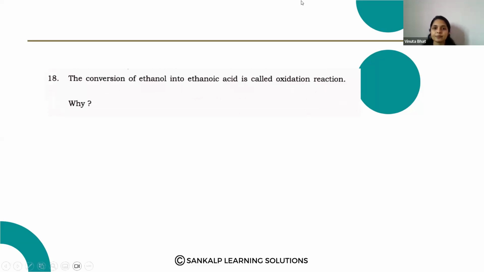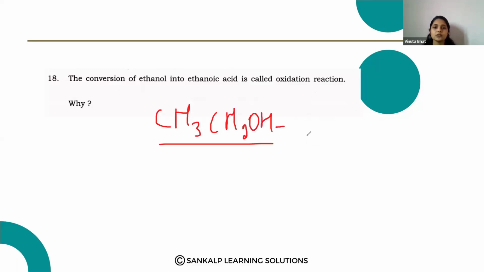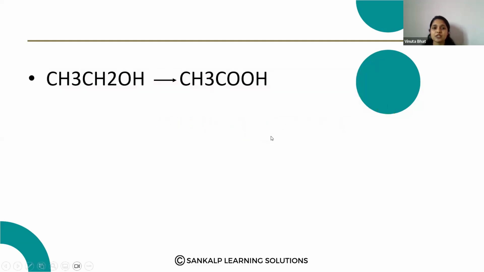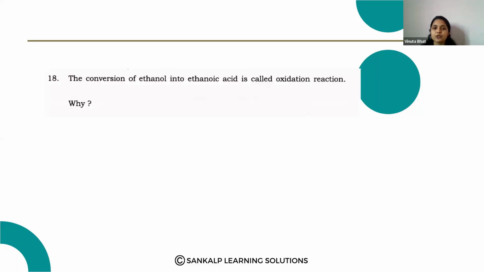Here, the ethanol, that is CH3CH2OH, right? That is the ethanol. It is converted into ethanoic acid, that is CH3COOH. Here, one oxygen is added in this reaction, so it is an oxidation reaction. You can see the reaction CH3CH2OH converted into CH3COOH, where one extra oxygen is added in the product. So the conversion of ethanol into ethanoic acid is called an oxidation reaction.